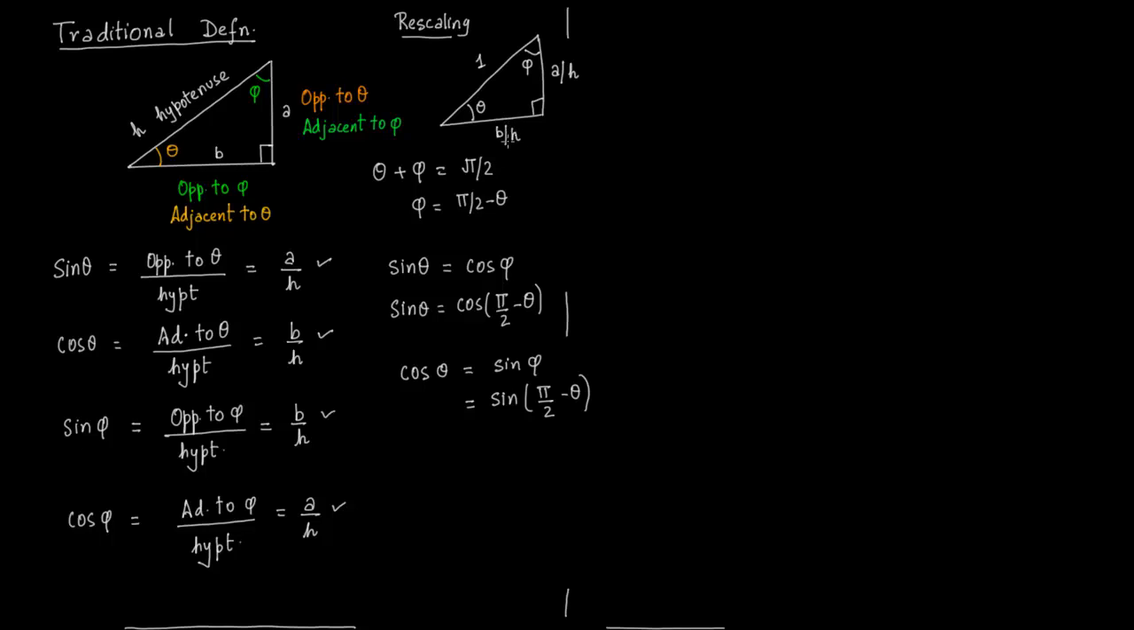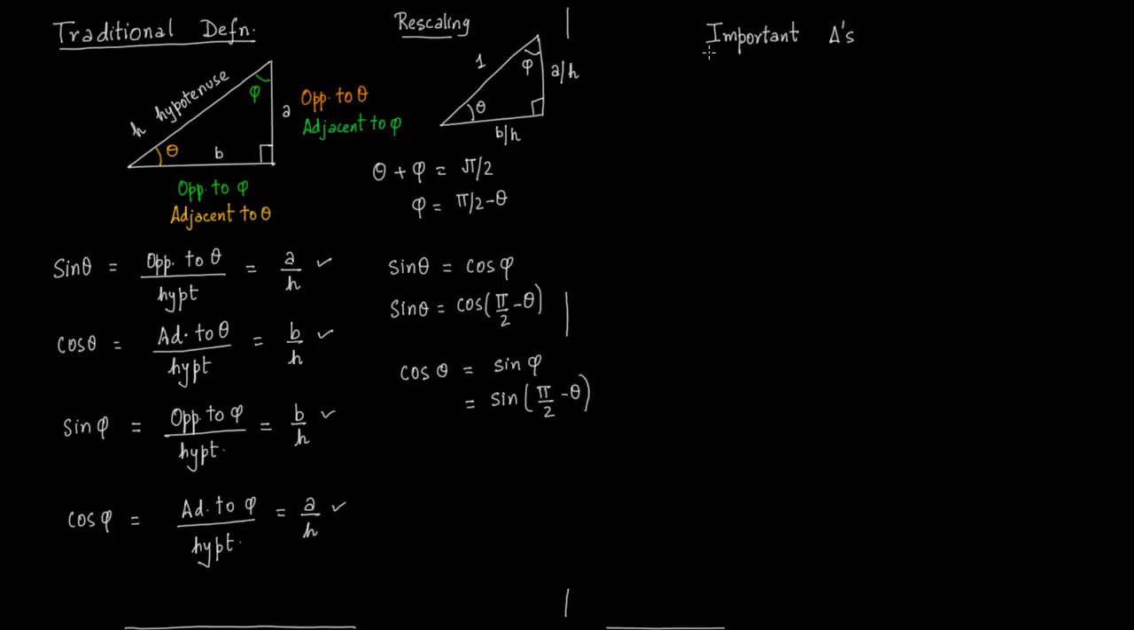So again sine theta and cos theta, sine phi and cos phi, all these definitions remain unchanged. But now this is comparable to our previous definition, that is inscribing in a unit circle. So the only difference between this and the previous definition is that this definition is rescaled to 1. Hypotenuse is scaled to 1.